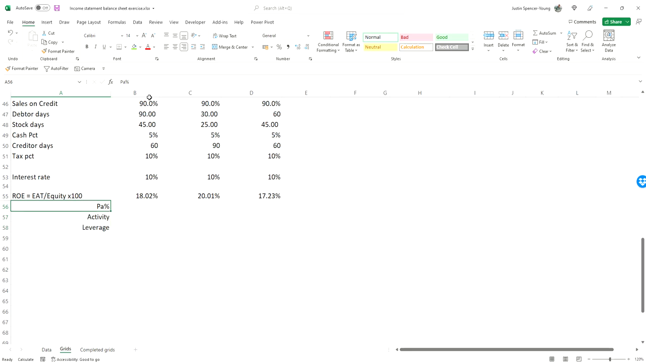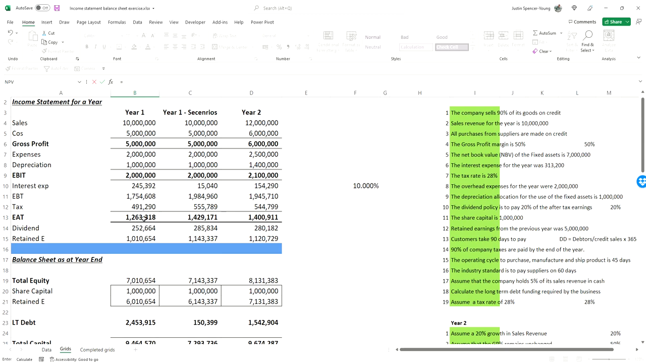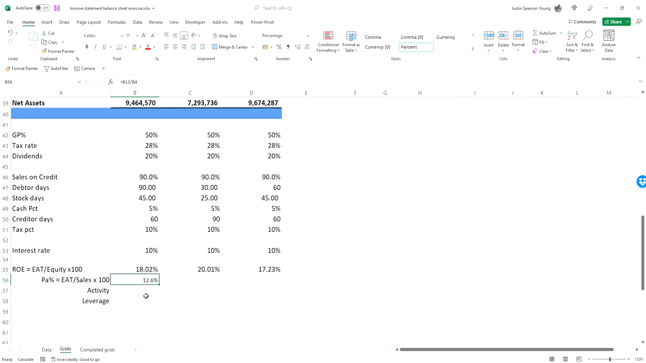So profit after tax, let's put the formula in here. Simply going to take the earnings after tax, divide it by the sales, and multiply this by 100, and that will give us a profitability percentage. Okay, let's go and do that. Equals income statement, earnings after tax, divided by the sales. So we're just getting a proportion of what's left over, and we're going to convert that to a percentage and add a decimal place. There we go, 12.6%. Great.